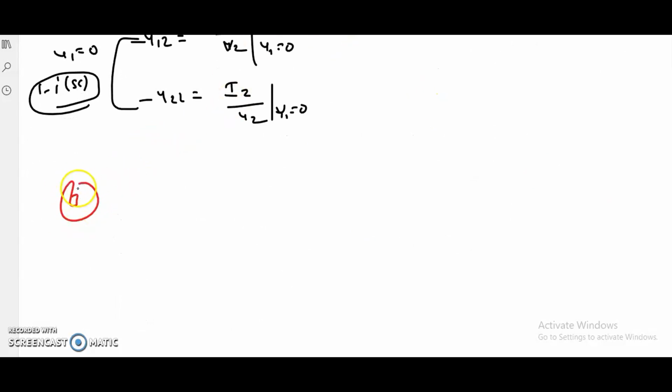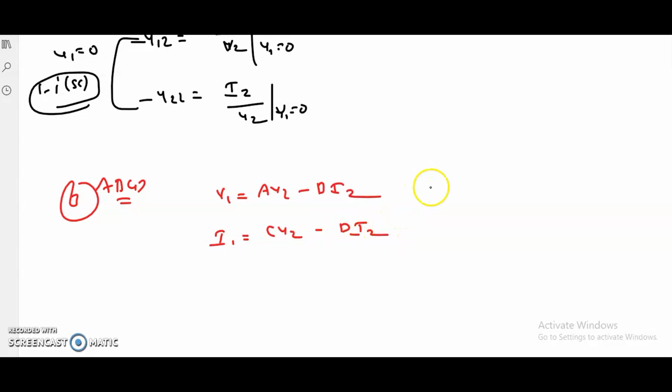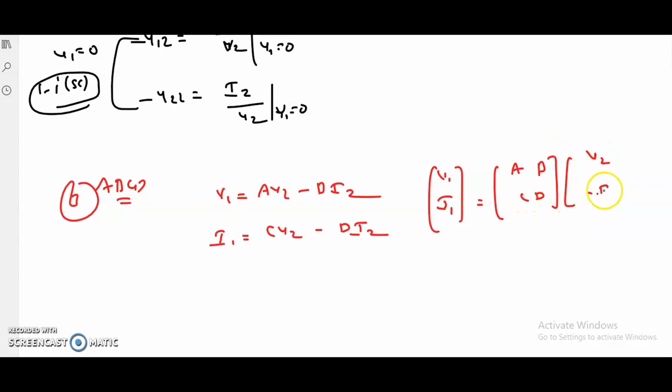And the third one is ABCD, which are also called the transmission parameters. Coming to the transmission parameters, the equations are V1 is equal to AV2 minus B I2, and I1 is equal to CV2 minus D I2. If you want to write these equations in matrix format, then V1, I1 is equal to A, B, C, D into V2 and minus I2. So it is the matrix format.